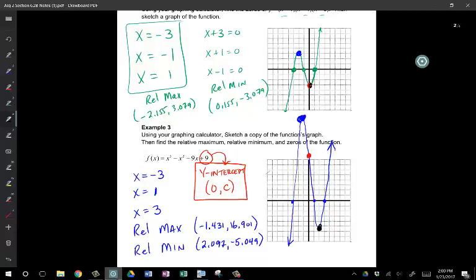Remember, when you're drawing this graph, it should flow. It shouldn't have cut-ins and cut-outs and swerves and things like that. So it has three answers: the relative max, relative min, y-intercept. Well, the question says, using a graphic, sketch a copy of the graph. We found the relative max, we found the relative min, we found the zeros.